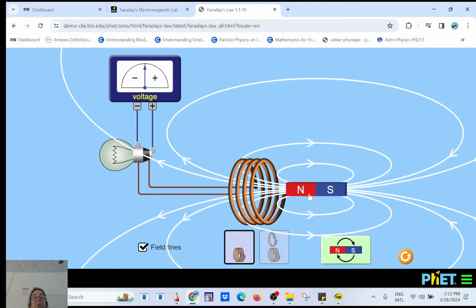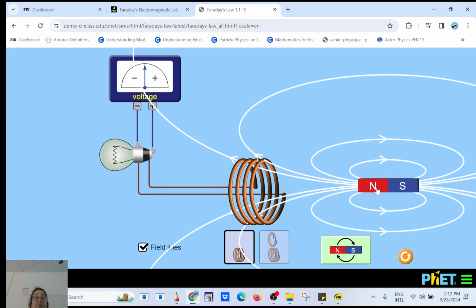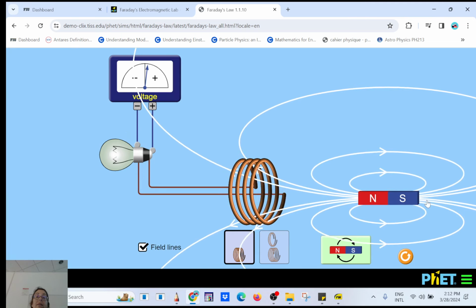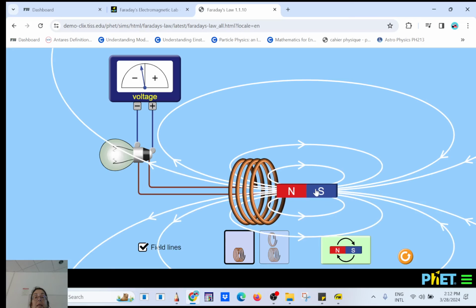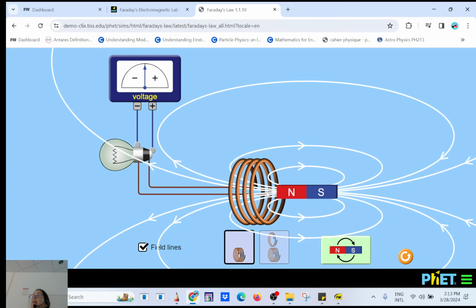So what's going to happen when I move back like this? What's happening to the number of lines? Are they the same or do you have fewer lines poking through? Fewer lines. Do you agree? Here I have only two. And if I go in, what's happening to the lines? Increase. So the secret behind producing electricity using magnetism is to change the number of field lines poking through the area that you attach to the conductor.